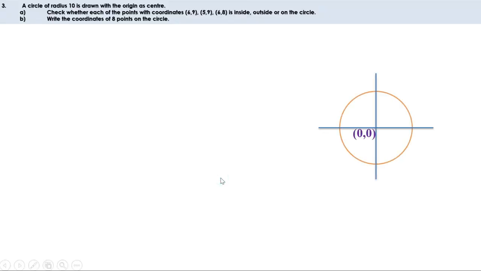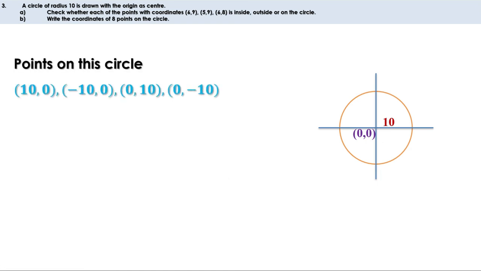Center is the origin and radius is 10. Therefore we get 4 points: (10, 0), (minus 10, 0), (0, 10), (0, minus 10). (6, 8) is a point on the circle. Therefore, we get 4 more points: (6, 8), (minus 6, 8), (6, minus 8), (minus 6, minus 8).